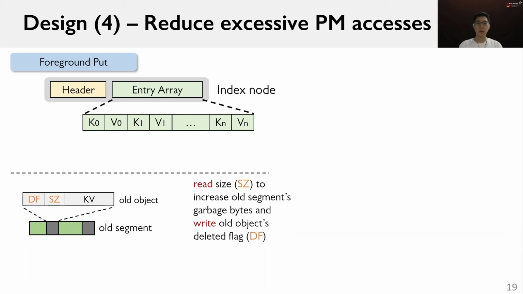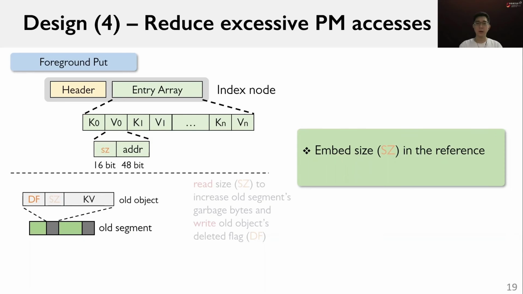The fourth design of Pacman is to reduce excessive PM access. Recall that in the foreground, for each updated or deleted object, the service thread will read its size from PM to increase the old segment's garbage bytes, and write the old object's deleted flag in PM. These small random accesses on PM have high overheads.